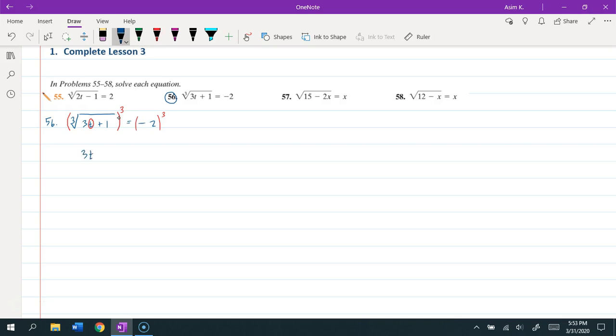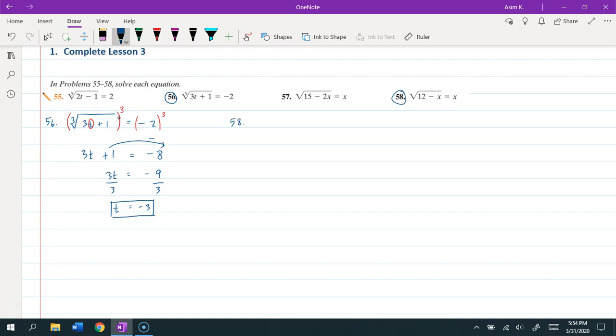So you end up with 3t plus 1 is equal to -2 cubed, which is -8. And then if you subtract 1 on both sides, or basically bring the 1 over, it will become 3t is equal to -8 minus 1, which is -9. And then you can divide by 3 on both sides. Even that step, we start showing that very little as we proceed through algebra, because everyone understands that step. So the answer to number 56 is -3. All right, let's try another one.